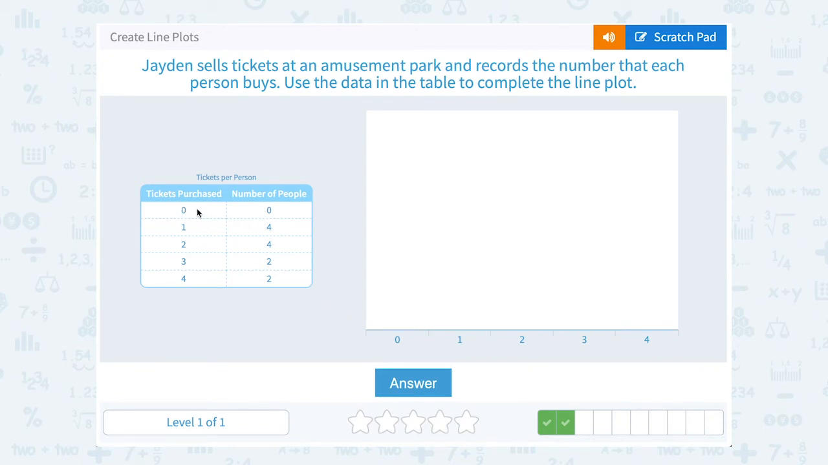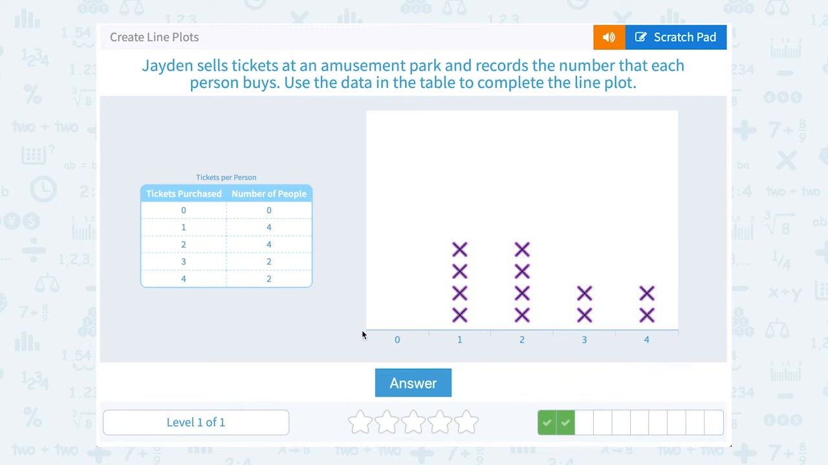So 0 or no tickets was purchased by 0 or no people. So I'm going to leave this blank. I'm not going to draw any X's over 0 since 0 people bought 0 tickets. For 1 ticket, there were 4 people. So I'm going to go over to 1 ticket and I'm going to draw 1, 2, 3, 4 X's to represent those 4 people. For 2 tickets, that was also 4 people. So that's also going to be 4 X's. For 3 tickets, that was 2 people. And 2 people bought 4 tickets. So I'm going to draw 2 X's for those 2 people over 4.